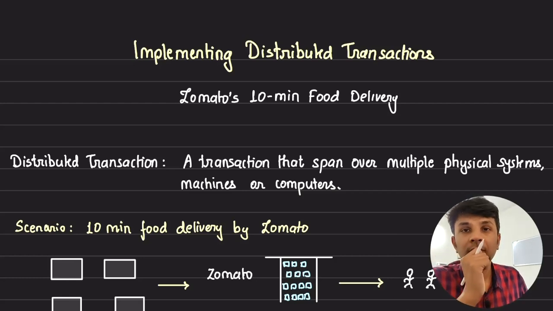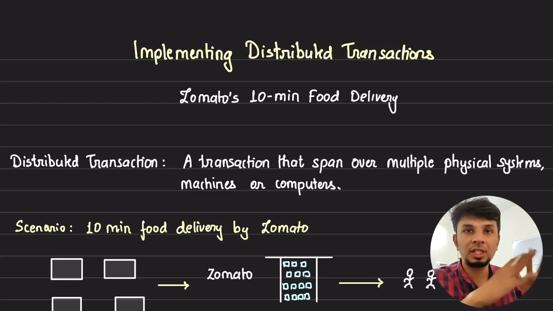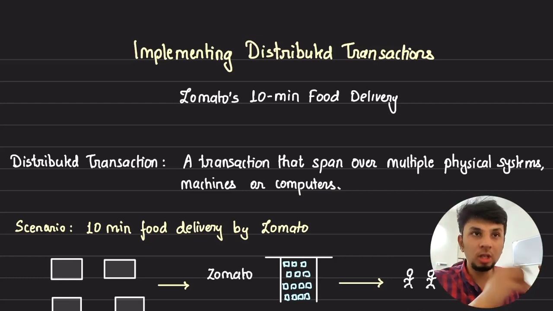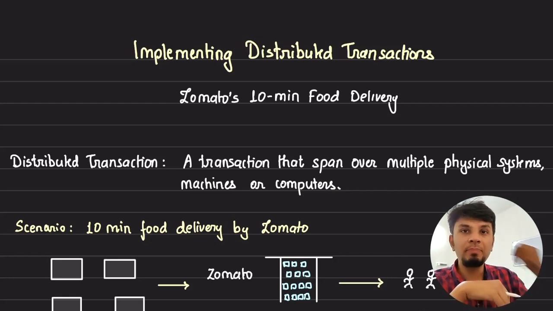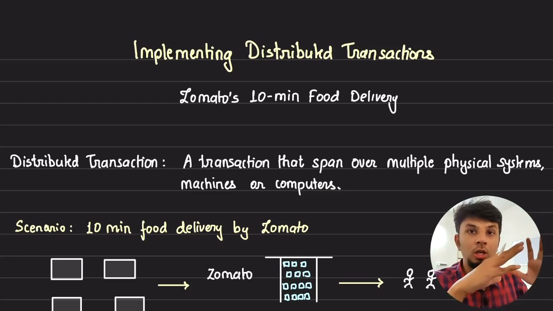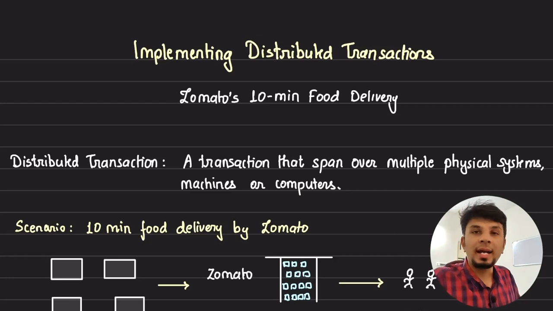So in the previous video, we went through the theoretical part of distributed transaction using two-phase commit protocol. In this one, let's implement a two-phase commit protocol locally. We basically continue our same example of Zomato's 10-minute food delivery.